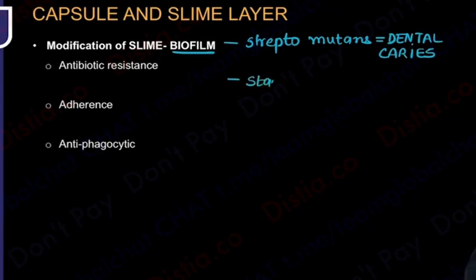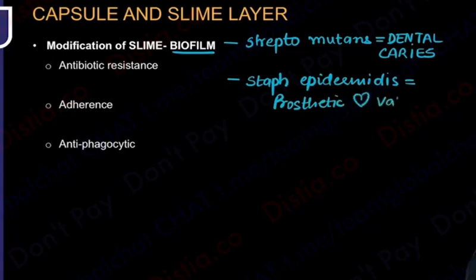Similarly, you will study there is an organism called Staph epidermidis, and you will study this in the staphylococcal chapter. This causes prosthetic heart valve endocarditis. That also results in the formation of a biofilm. So I am seeing that all dangerous things are happening: dental caries, valve endocarditis. That means this biofilm is no simple thing. Biofilm is quite deadly. So what is this biofilm going to do?